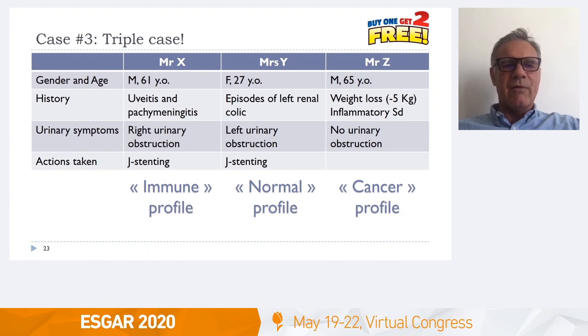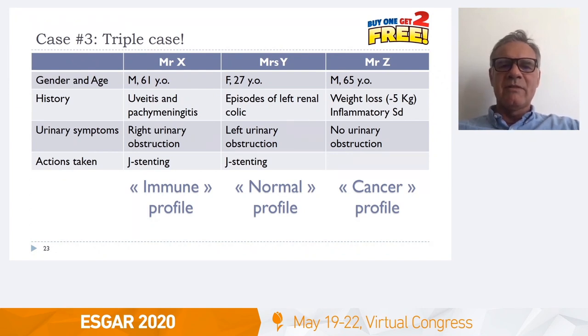So the first patient is a 61-year-old with a background of uveitis and pachymeningitis. He has a right urinary obstruction, which necessitated JJ stenting. The second patient is a young one, 27 years old, with a history of just left renal colic, left urinary obstruction and JJ stenting. And the last one is 65, with weight loss and inflammatory syndrome; he had no urinary obstruction.